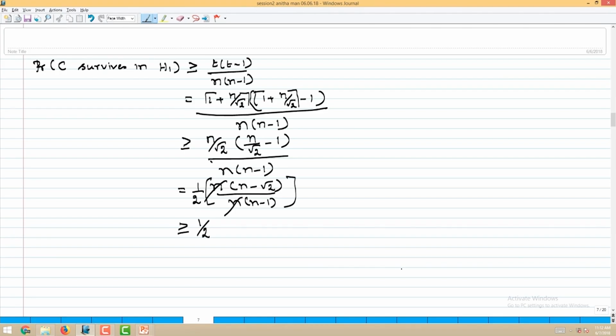Okay. So, similarly, if you do it with H2, are you able to follow? Yes or no? Okay. Thank you. Similarly, probability of C survives in H2 is greater than or equal to half. Okay.